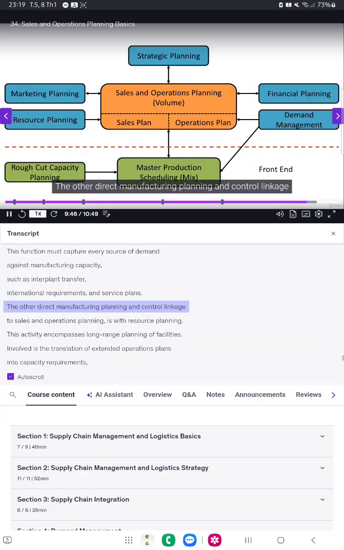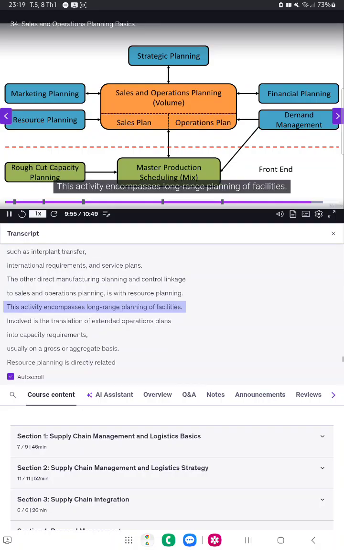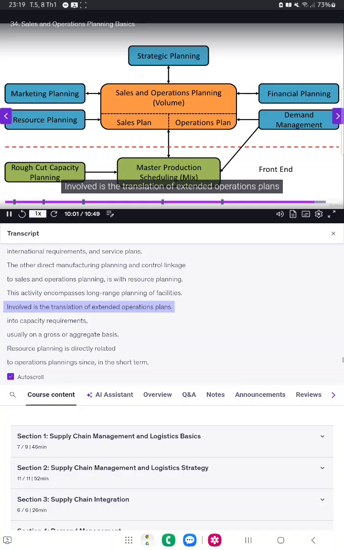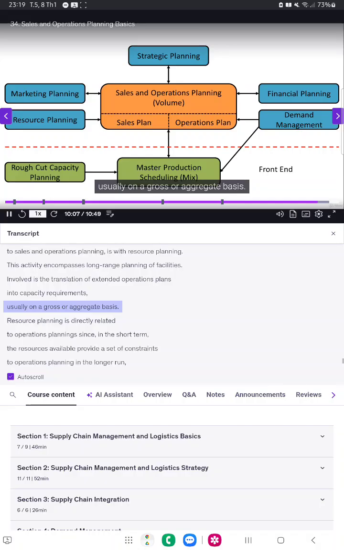The other direct manufacturing planning and control linkage to sales and operations planning is with resource planning. This activity encompasses long-range planning of facilities. Involved is the translation of extended operations plans into capacity requirements, usually on a gross or aggregate basis.